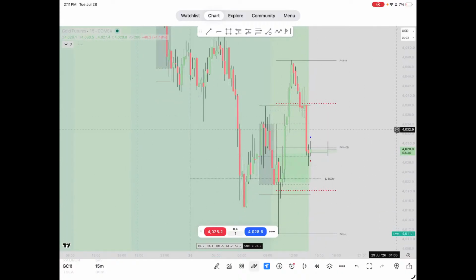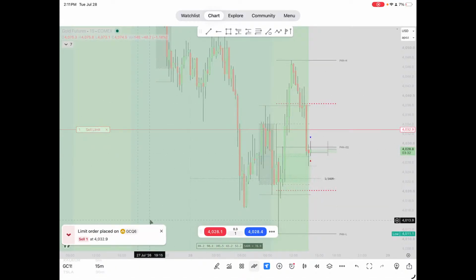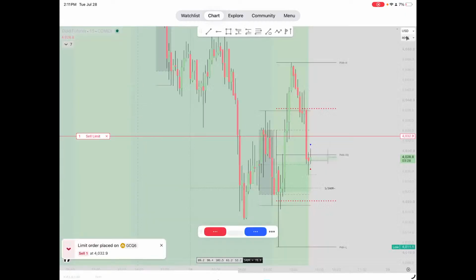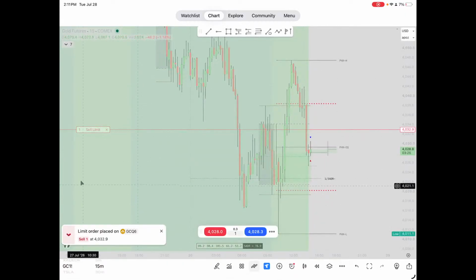Let me see, just for shits and giggles, I really like limit orders too. So let me just set a limit order here. Oh, which one is this? Which count is this? 9. There we go. Let's do that one.